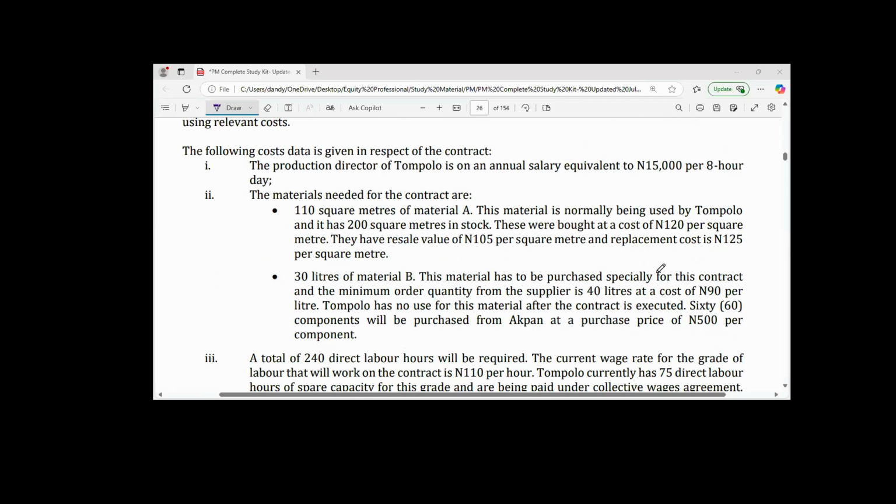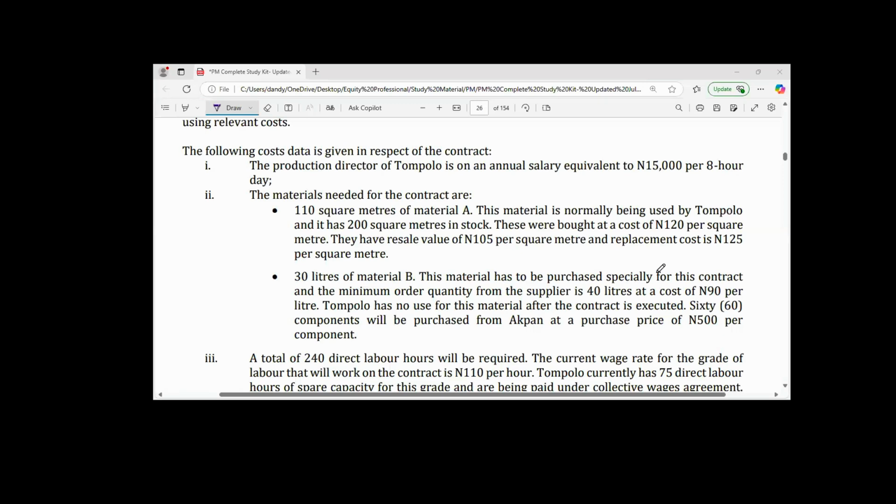The materials needed for the contract are 110 square meters of material A. This material is normally being used by Tompolo and it has 200 square meters in stock.